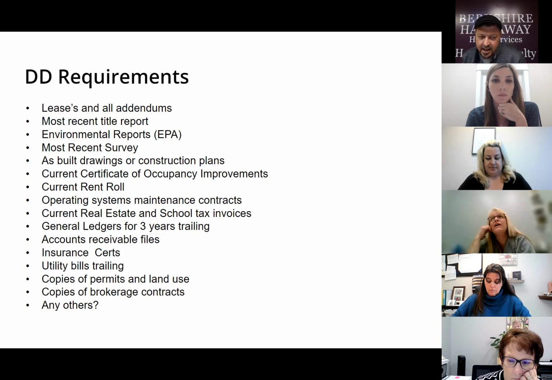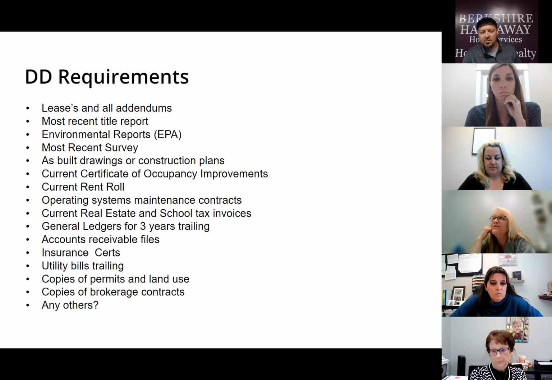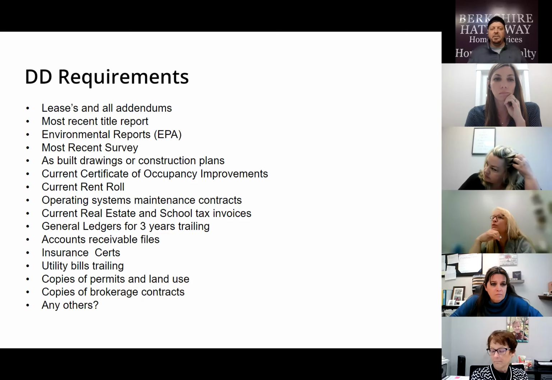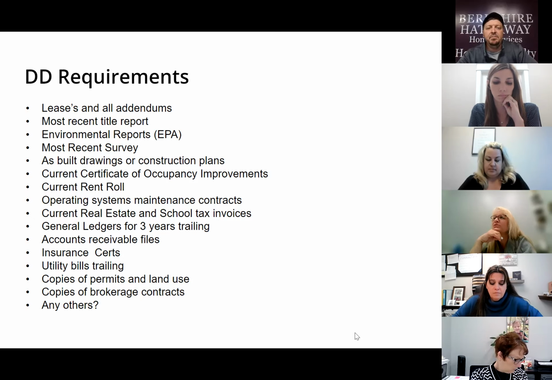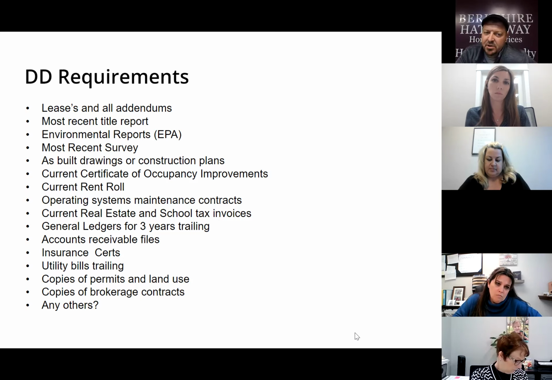Has anyone ever had any other due diligence requests? That was a tongue twister. You can see these are property specific, right? Whereas before we were talking about the area information and the market information, these are the property specific requests now. So this is the information you're going to want to get from the sellers specific to that asset.